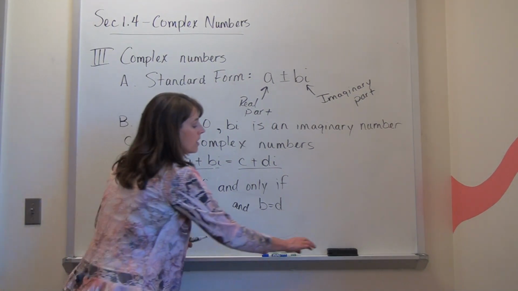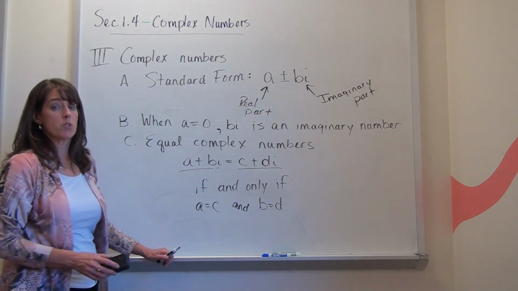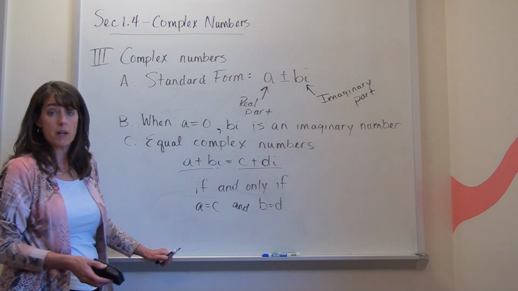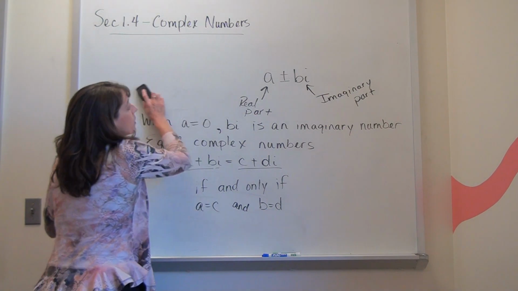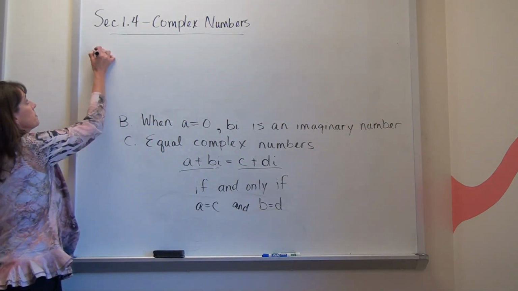So there you go. Now, complex numbers can operate just like your real numbers can. In other words, there are operations that you can do with your real numbers: add, subtract, multiply, and divide. You can do that with complex numbers as well. So we're going to start off with adding and subtracting these complex numbers.